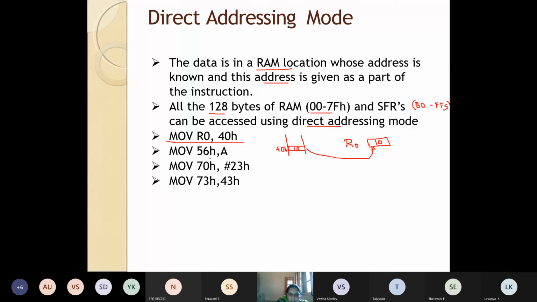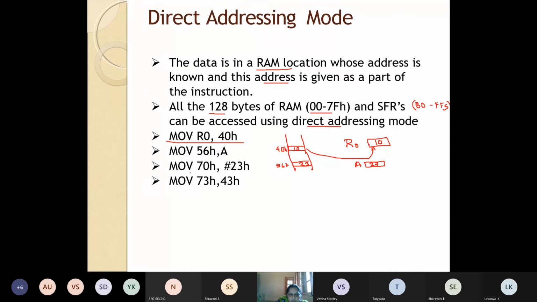Okay, MOV 56H, A means the content of the register A is copied to the memory location 56, which is 56 in hexadecimal. Register A is an 8-bit register. If register A has the data 23, that 23 is copied to the RAM memory location 56.